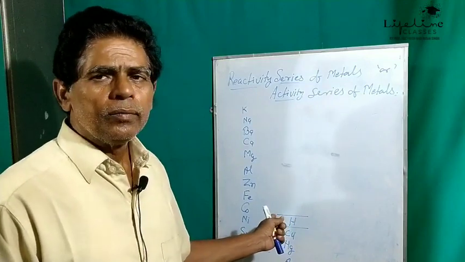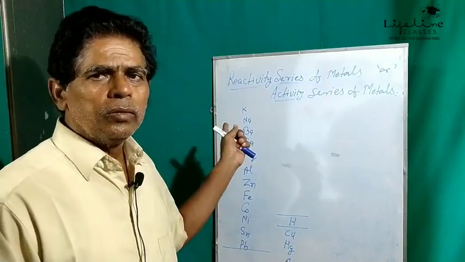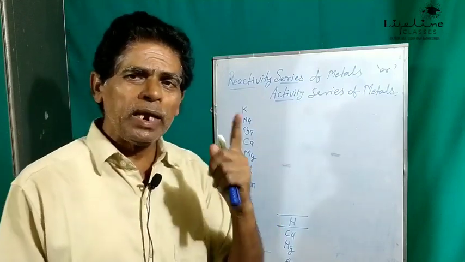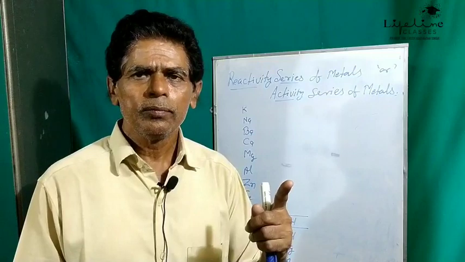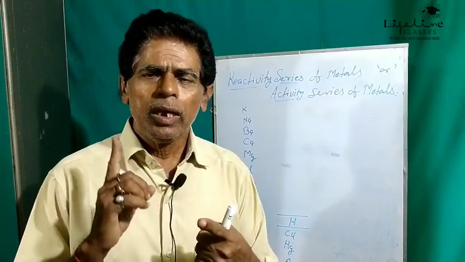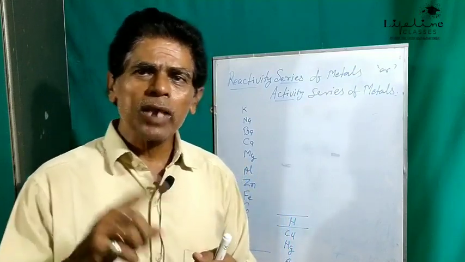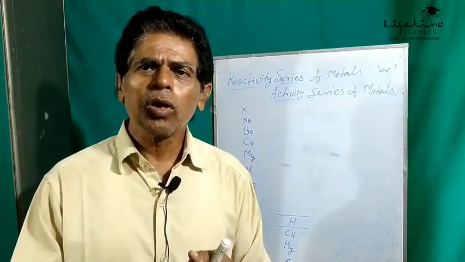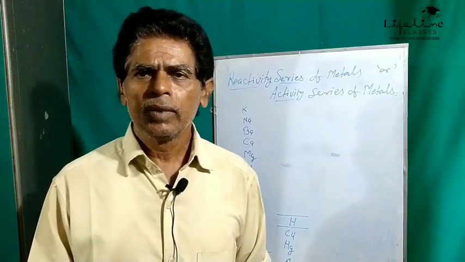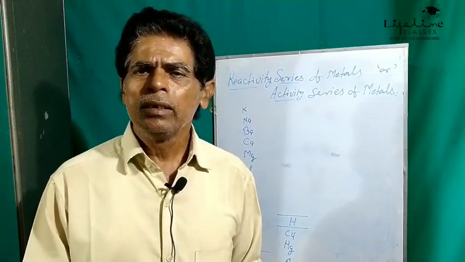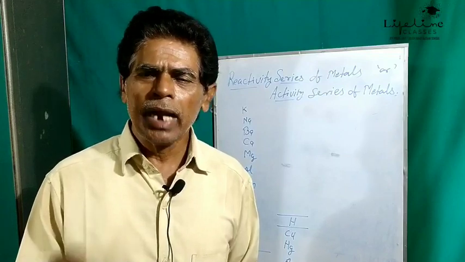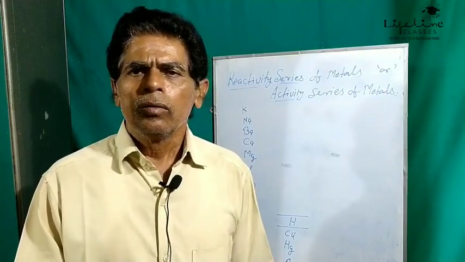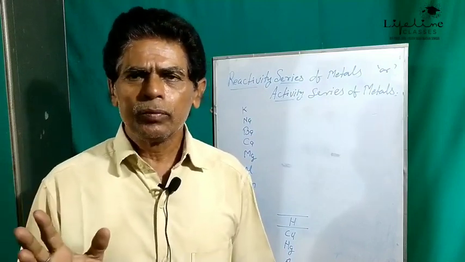See here, the metals lying above hydrogen in this series have a special property of removing H plus ions from aqueous solutions of dilute acids like dilute hydrochloric acid, dilute sulfuric acid, dilute nitric acid, and even some organic acids also.